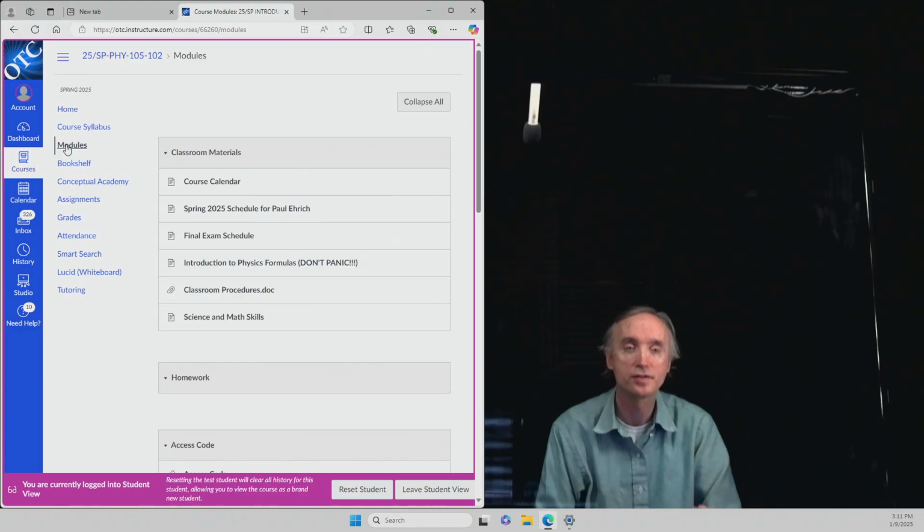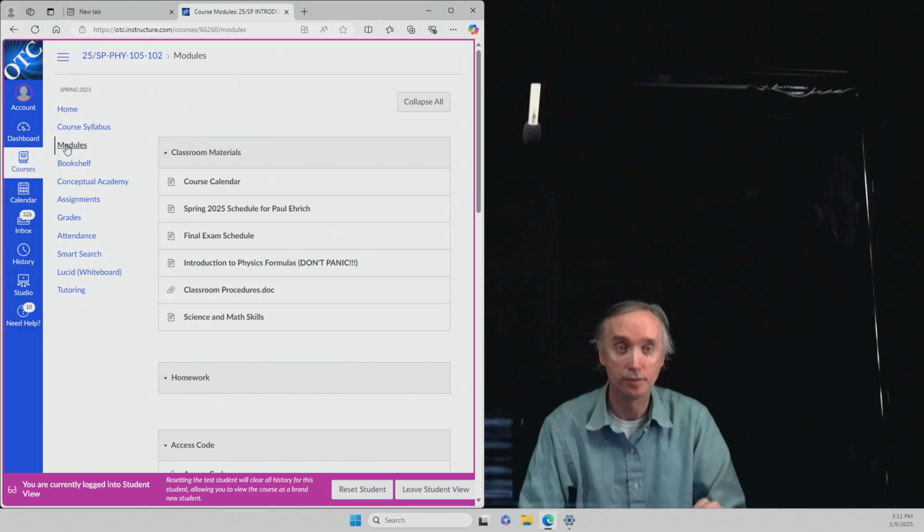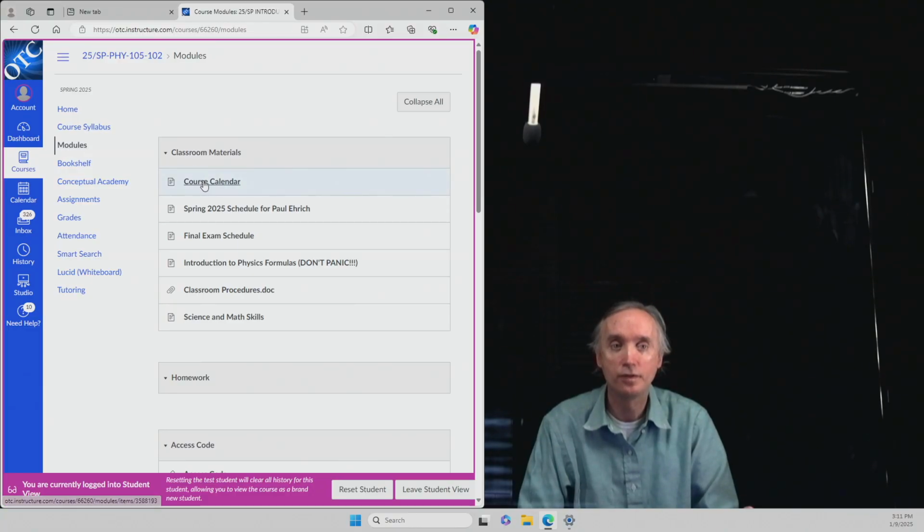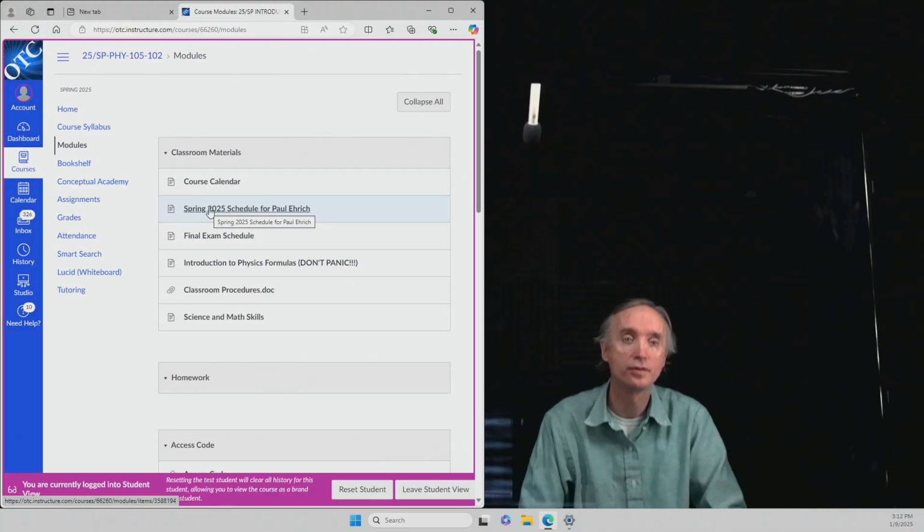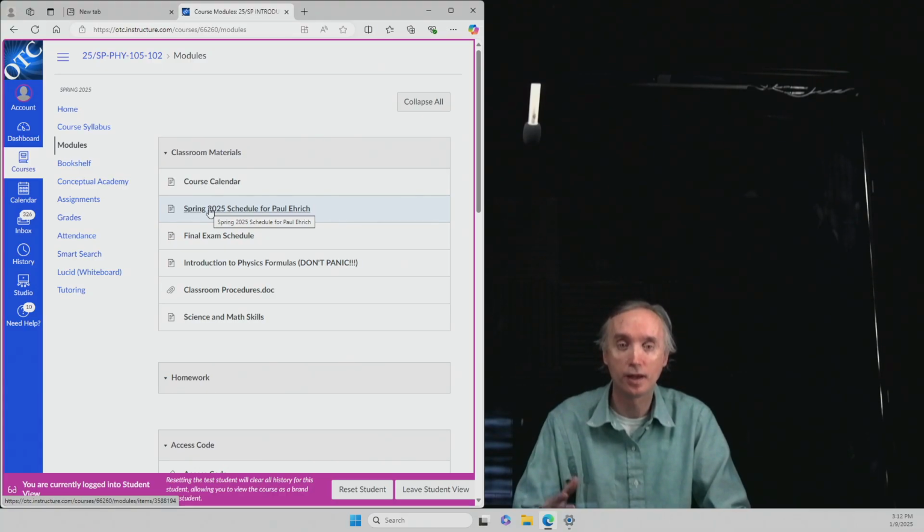Now, modules is where the bulk of the material is going to be. So let's take a look at some of the things that are located in the modules. So first we've got the course calendar, which will tell you what chapter of your textbook to be reading, and it will also tell you what labs we're going to be doing that week. Then you have my calendar, so this will explain where I'm going to be in the building during a regular week.